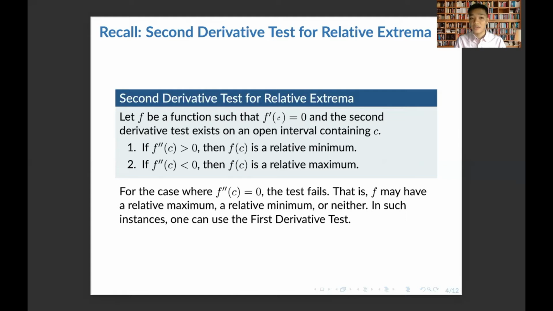Take note that if f double prime of C is equal to 0, the test fails. That is, f may have a relative maximum, a relative minimum, or neither. In such instances, one can use the first derivative test.